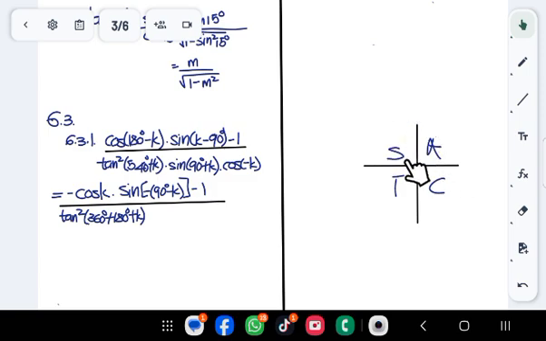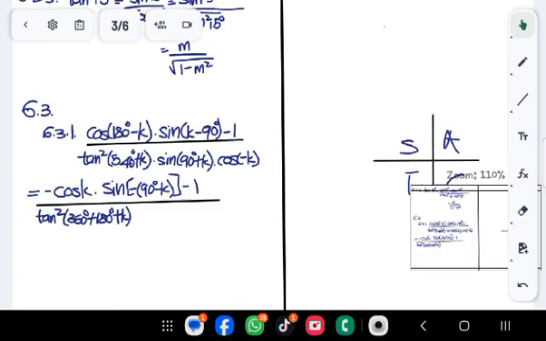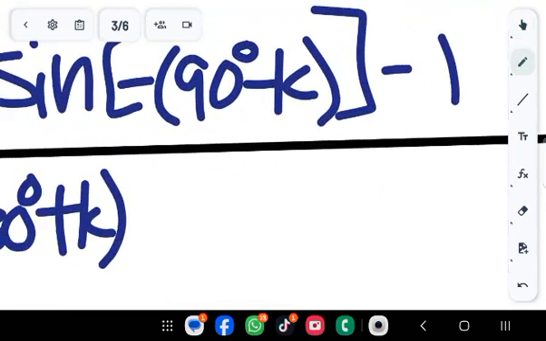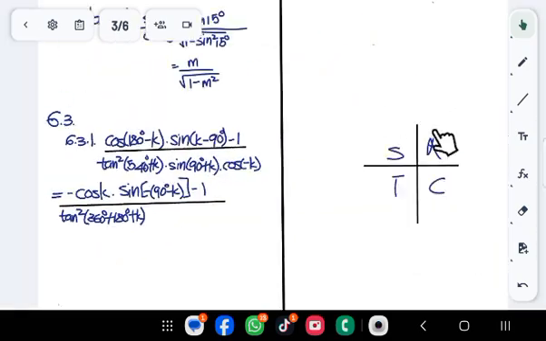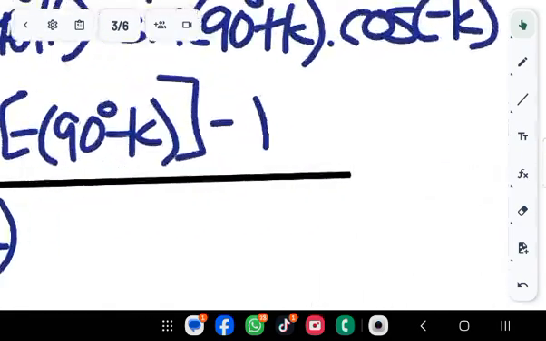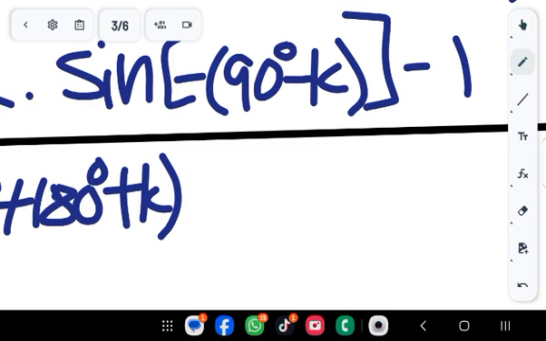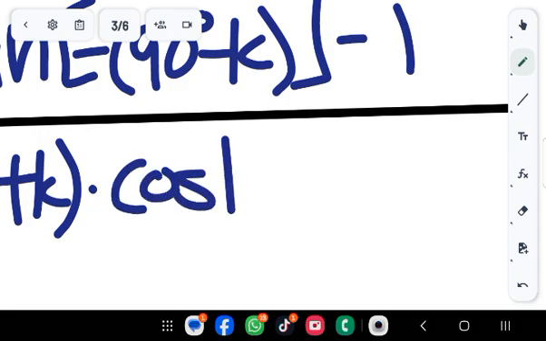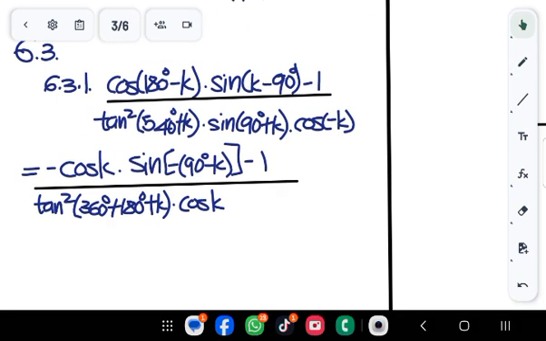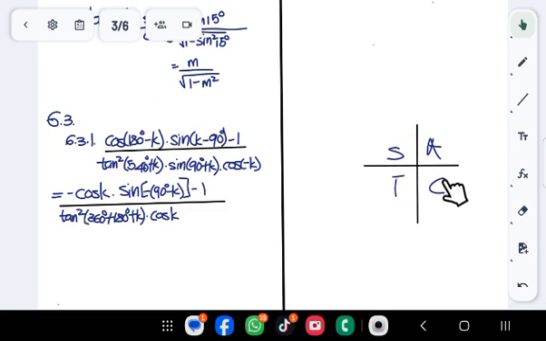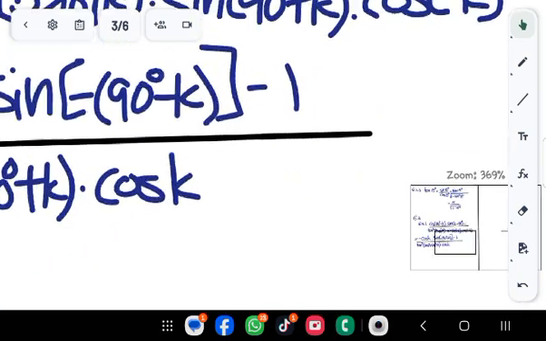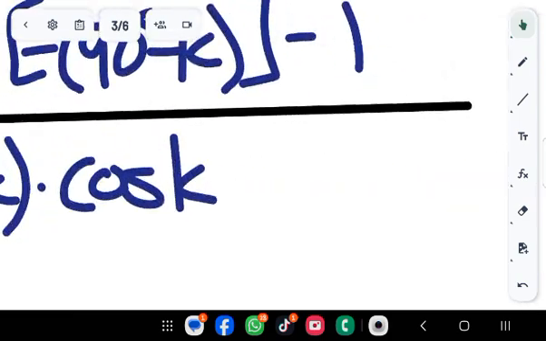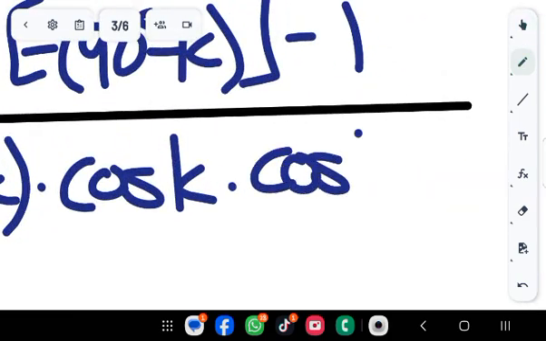90 plus k lands us in the second quadrant, and sine is positive there, so the cofunction, which is going to be cos, will also be positive because of the original trigonometric ratio. That will be cos of k. Now, cos of negative k: minus k lands you in the fourth quadrant, and cos is positive there, so that will be cos of k.